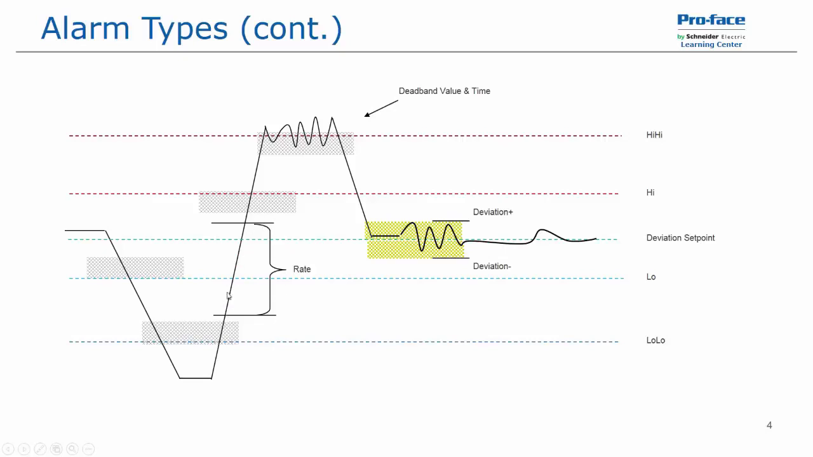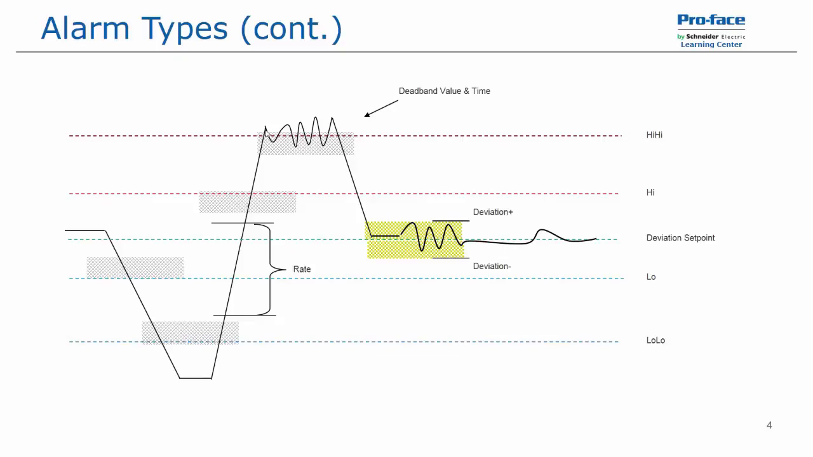And we see here that the value increases too quickly based on our rate of change. So we get an alarm triggered for that. And let's say then that it spikes up, it goes past high, an alarm gets triggered there, and then it goes past high-high. Once again, another alarm is generated.